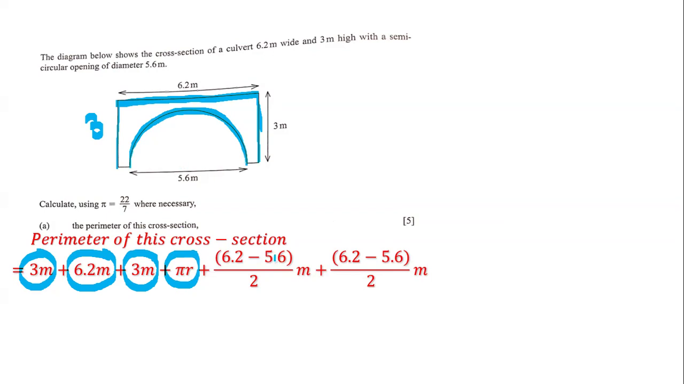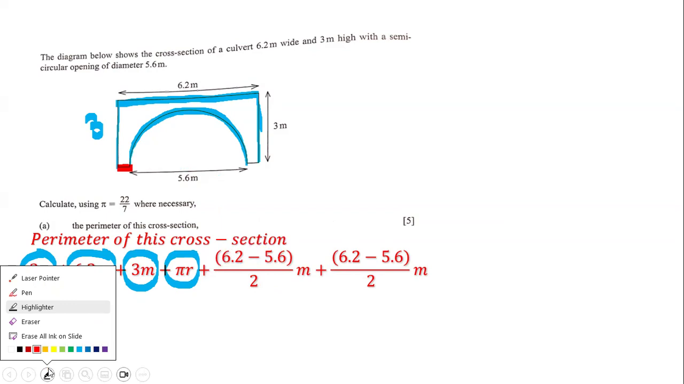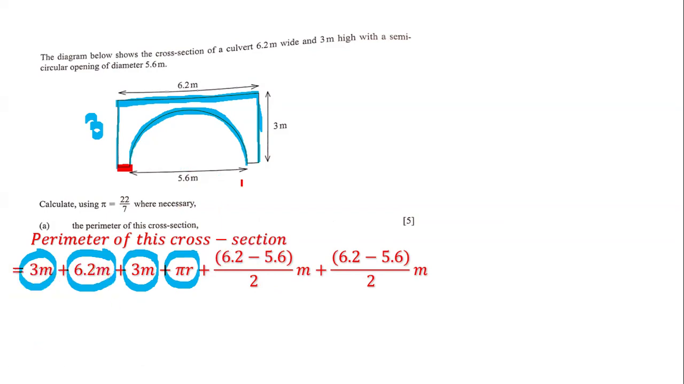Okay, so now we have this particular thing here. Now why do we have this expression? What does this mean? We have to account for this particular section in red, and we also have to account for this particular section as well. These two little red sections. How are we going to get that?